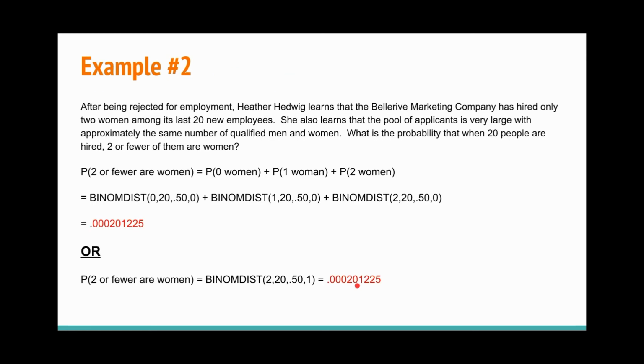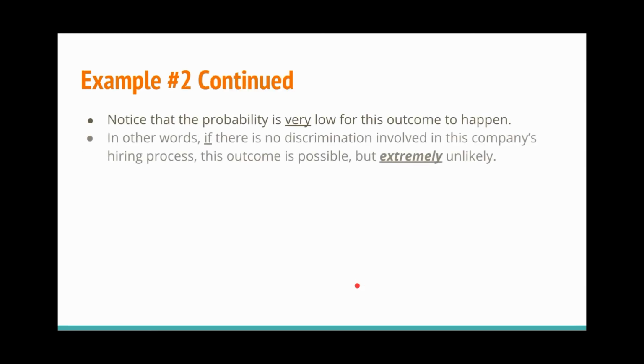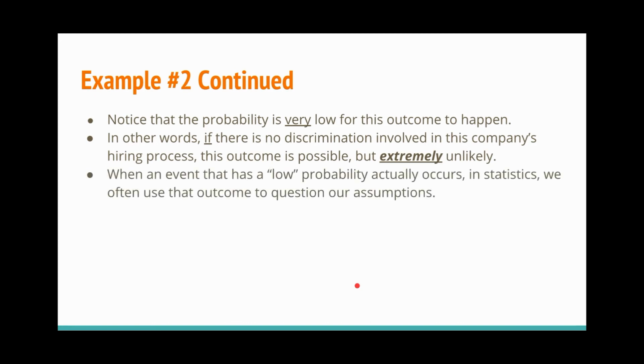Notice that the probability from before was very low. It was very low, 0.0002. In other words, if there were no discrimination in this company's hiring process, although this outcome is possible, it's very unlikely for it to happen that 2 or fewer women would be hired.